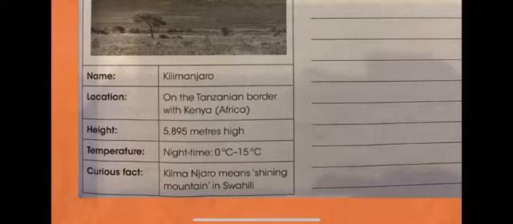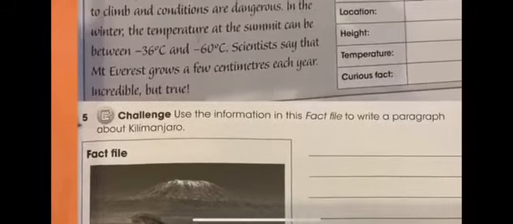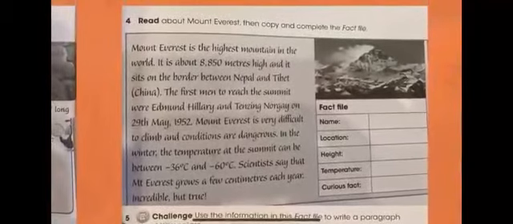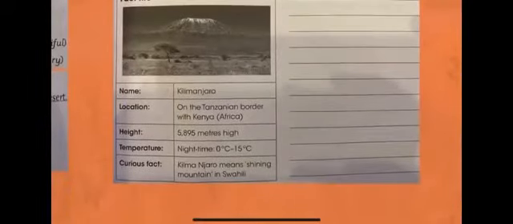Height is 5,895 meters high. Temperature is nighttime 0 degrees Celsius to 15 degrees Celsius. Curious fact is Kilimanjaro means shining mountain in Swahili. Okay, so taking help from this paragraph, like they have written about a mountain, Mount Everest. So just see how they have written is the highest mountain in the world. So just write about Kilimanjaro.